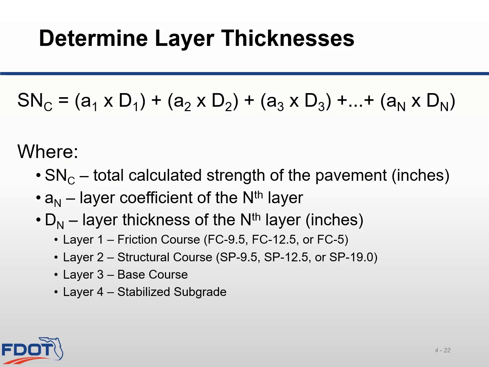In general, we think of our layers in terms of starting at the top of the pavement structure, so the friction course, and working our way down to the bottom at the subgrade. So layer 1 is typically the friction course, layer 2 the structural course, layer 3 is the base course, and layer 4 is the stabilized subgrade. Now let's take a look at the layer coefficients in Table 5.4.